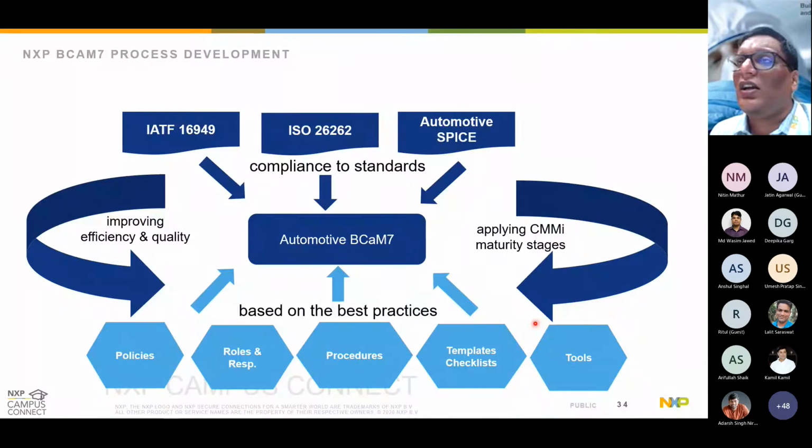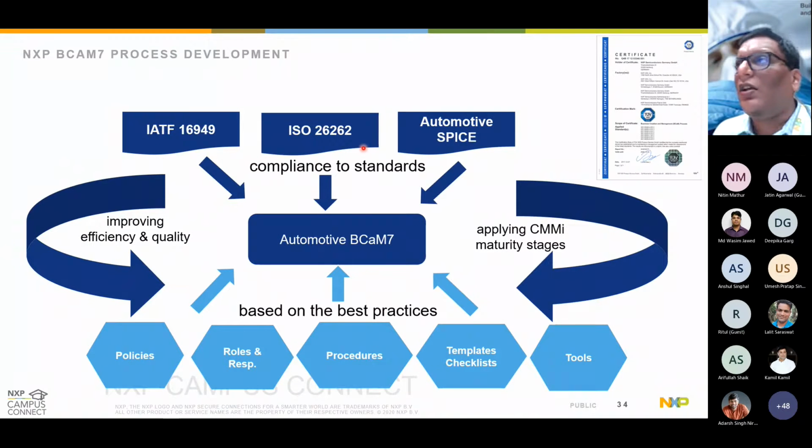At NXP, we have something called Automotive BKM 7. ISO 26262 is just one standard; there are multiple other standards that define how the product should be developed. There's IATF 16949, Automotive SPICE, security standards, and other regulations that need to be followed. At NXP, we have defined one process that takes inputs from all these standards and combined them into a single standard, Automotive BKM 7, and you can search the web to find more details about it. This standard defines policies, roles, responsibilities, and procedures, and we assess this process against each of these standards to make sure we are complying with each of them. For example, this is a certificate that we got from an auditor that the BKM 7 process is compliant to ISO 26262.